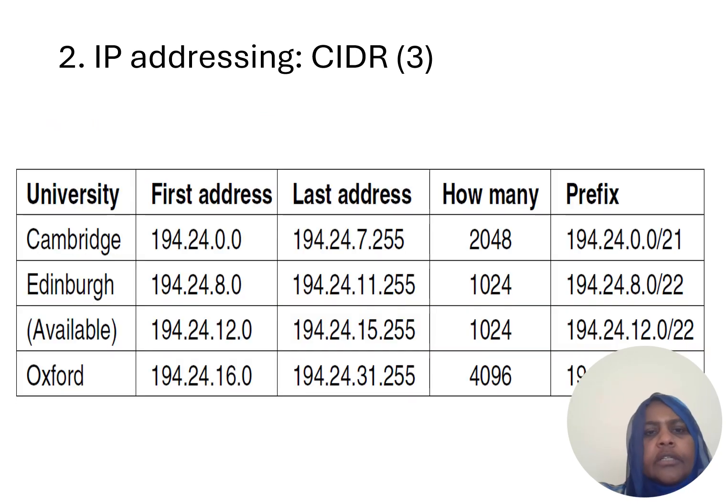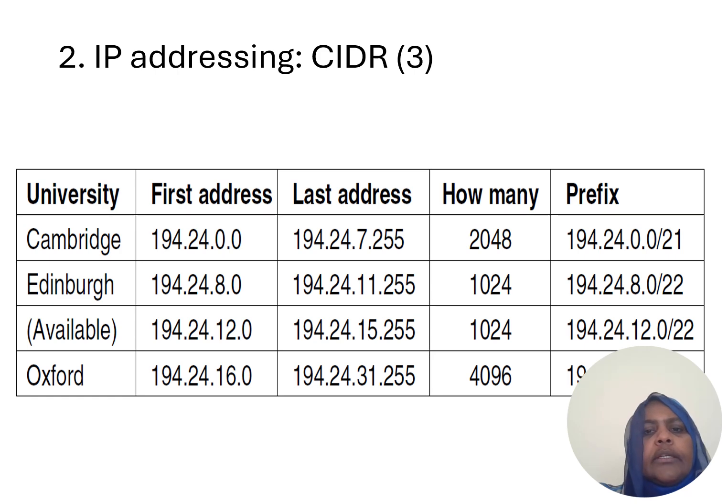An example here is Cambridge University. The first address is 194.24.0.0, and the last address is 194.24.7.255. There are 2,048 hosts, and the prefix is 194.24.0.0/21.